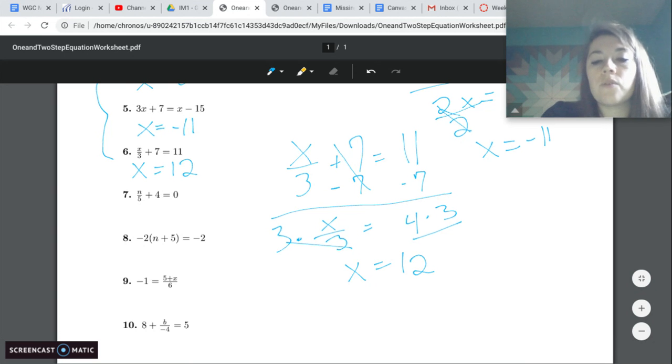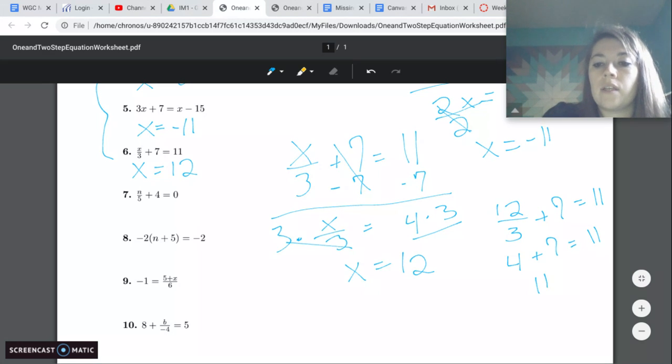Now, like I said, you can go back and double check this. So let's plug this in. 12 over 3 plus 7 equals 11. 12 divided by 3 is 4, plus 7 equals 11. 4 plus 7 is 11. So 11 equals 11, which is true. So we did it right.